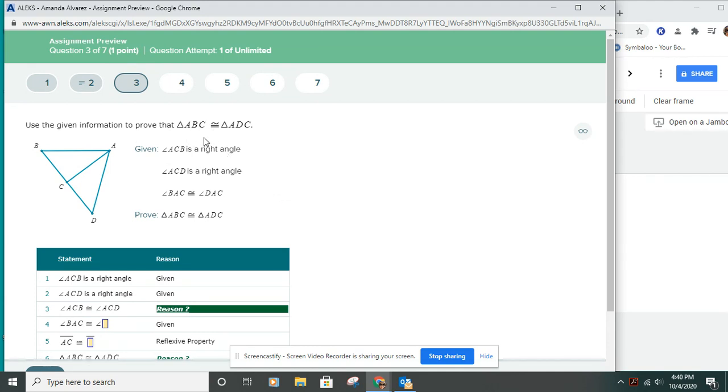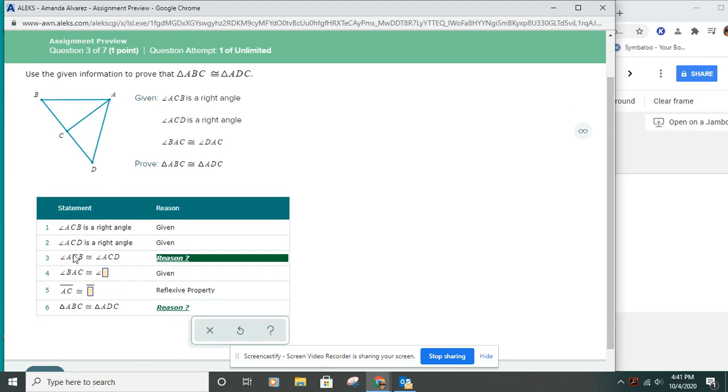So I'm trying to prove two triangles are congruent. I'm given that ACB right there is a right angle and ACD is a right angle. So we need to remember right angles are always congruent. And then I'm also given another angle, angle BAC, which is up here, BAC and DAC. So it's these bottom ones and these top ones. And notice that these triangles share a side. And it kind of walks you through and leads you to that reflexive property.